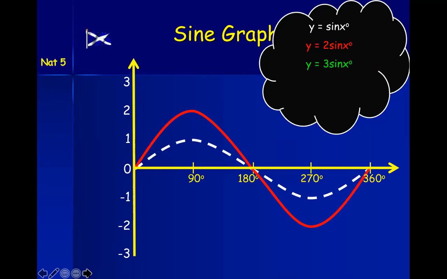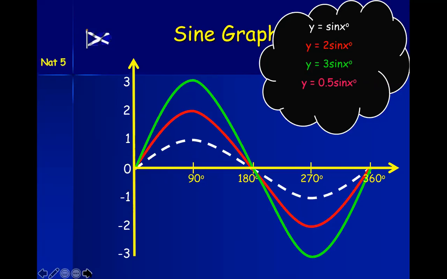So what would happen if I try 3 sine x? Got 3, yeah, the green graph. We start at the same point, but it just goes up to 3. So if you're asked to sketch 3 sine x, you remember what sine x looks like, but you make it bigger by going, instead of 1, right up to 3. Okay, so that was if a is bigger than 1. What would happen if I make a less than 1?